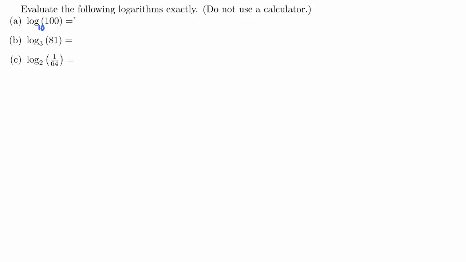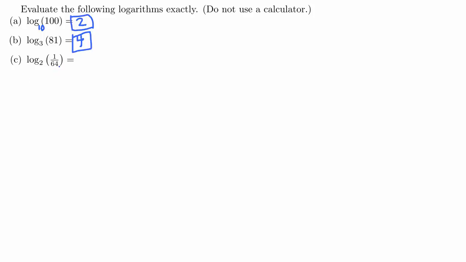Ask yourself, 10 to what power gives you 100? If you said 2, that's correct. That's how you can evaluate these logarithms. Now, the other one, well, B actually is pretty much the same way. 3 to what power gives you 81? Well, 3 times 3 is 9, times 3 is 27, times 3 is 81, which means 3 times 3 times 3 times 3, which is 3 to the fourth power. So this is 4.